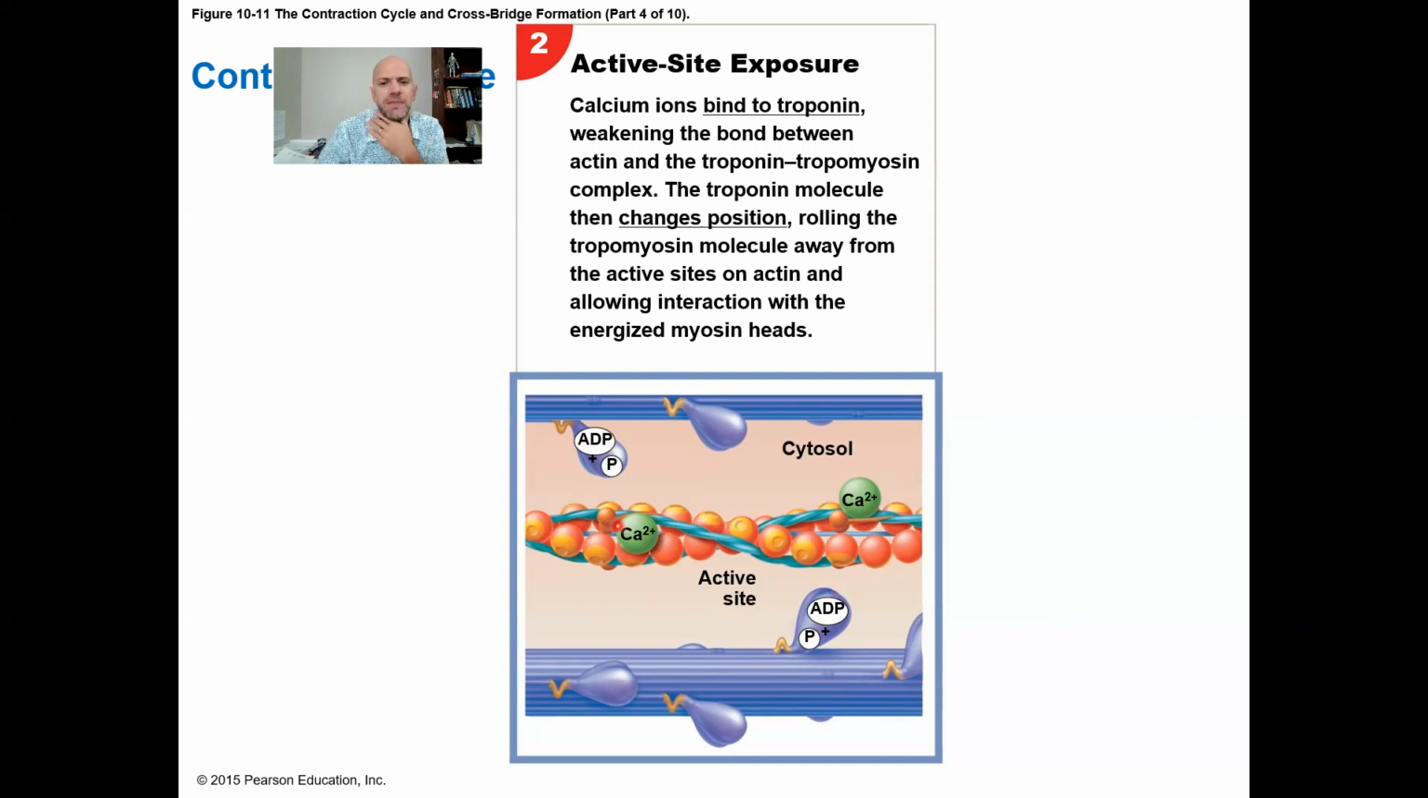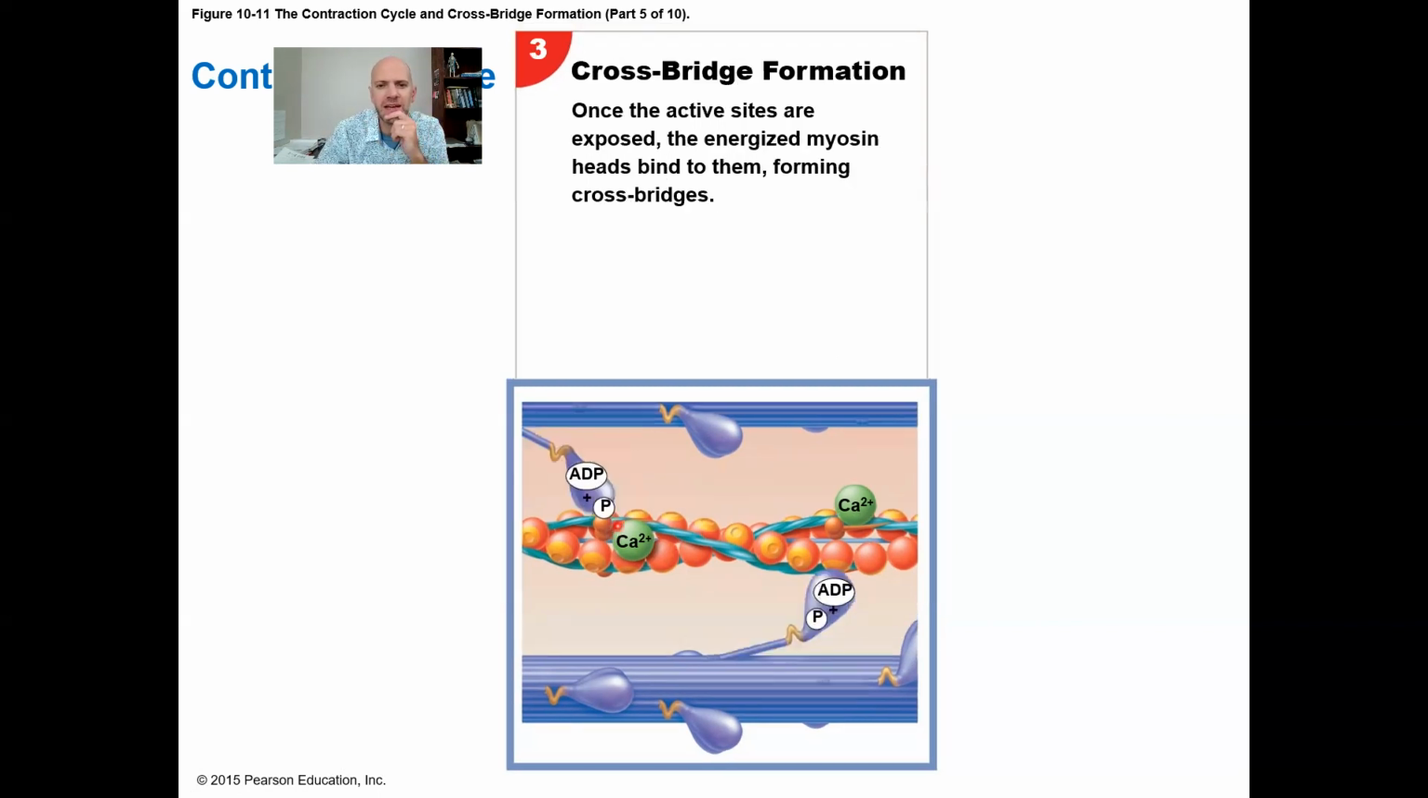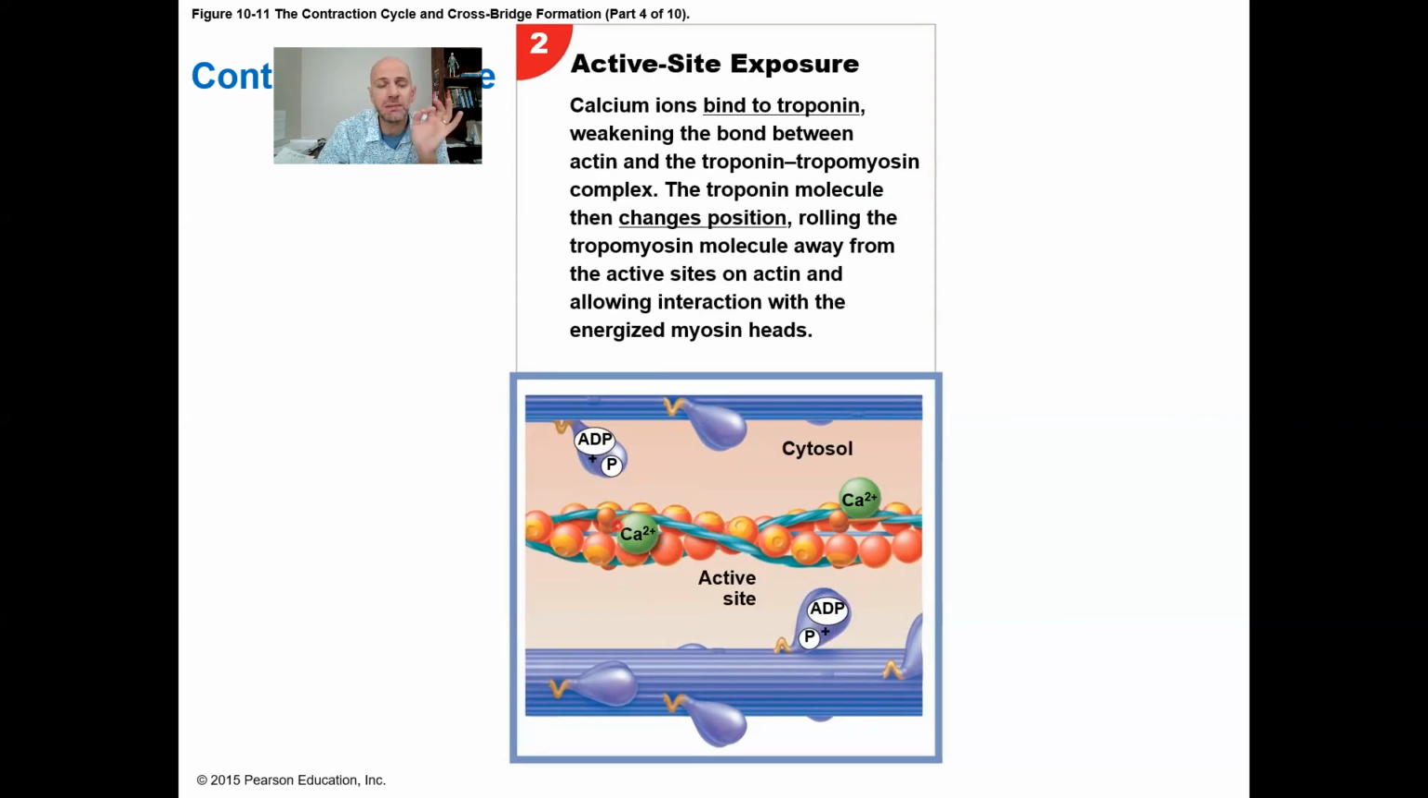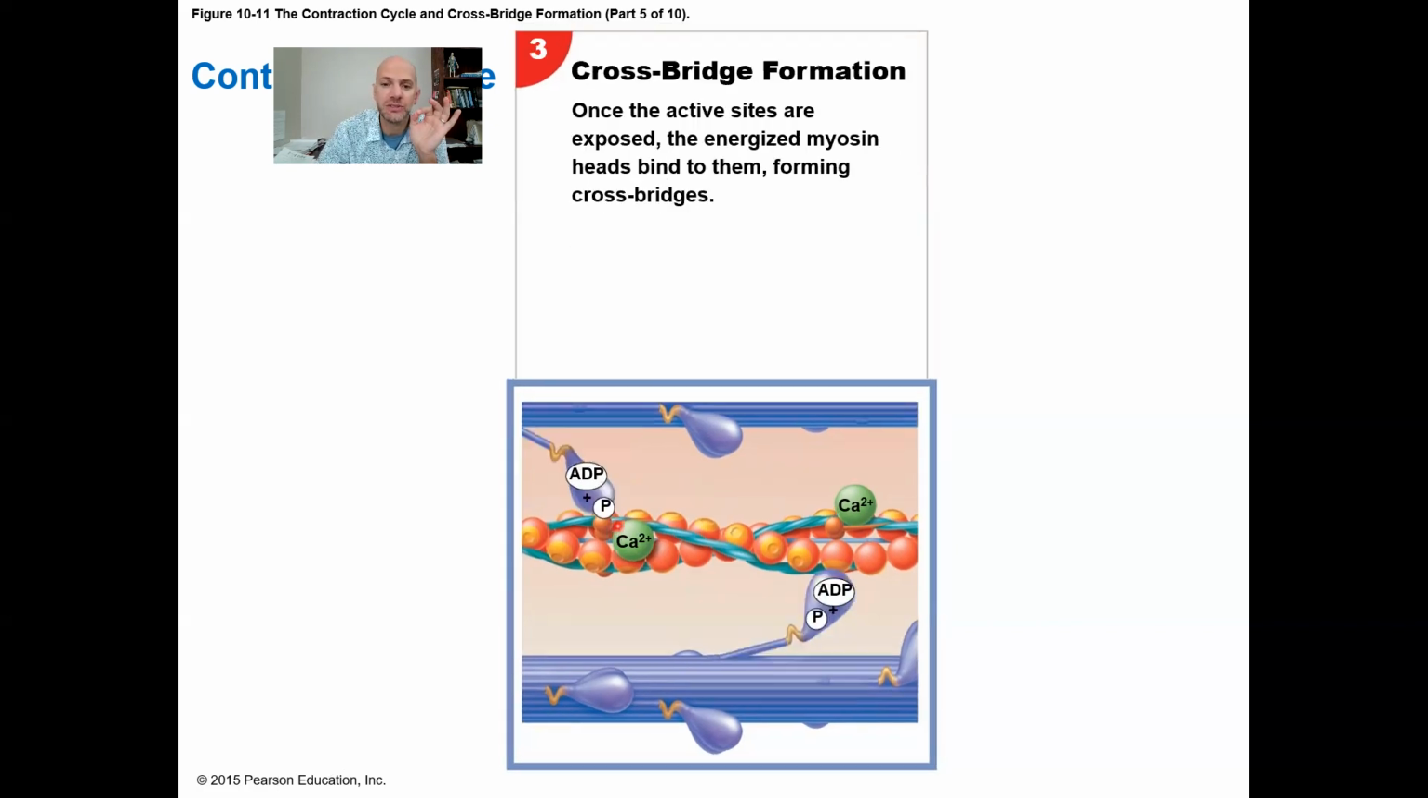Next, myosin sees its opportunity because it's no longer blocked by tropomyosin, and now myosin is going to reach across and form a cross bridge. This action of myosin reaching across and binding to actin is allowed by the movement of tropomyosin. That's called a cross bridge.